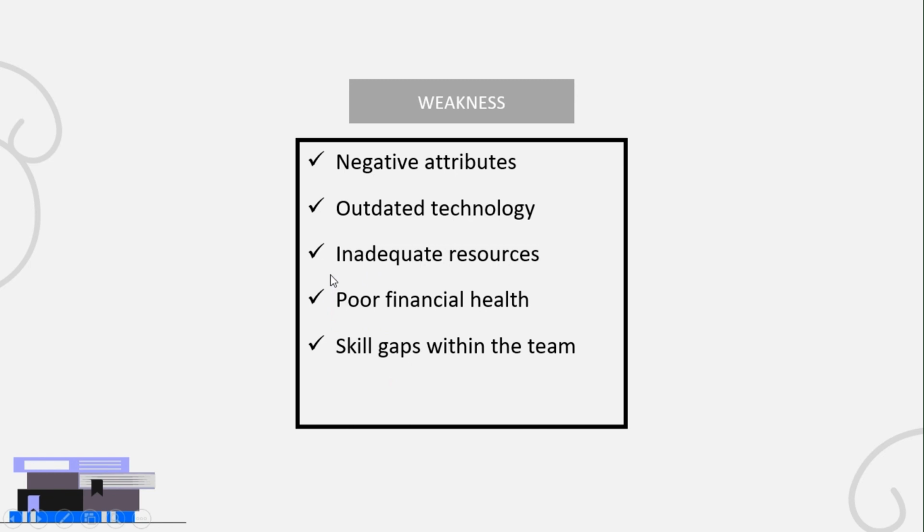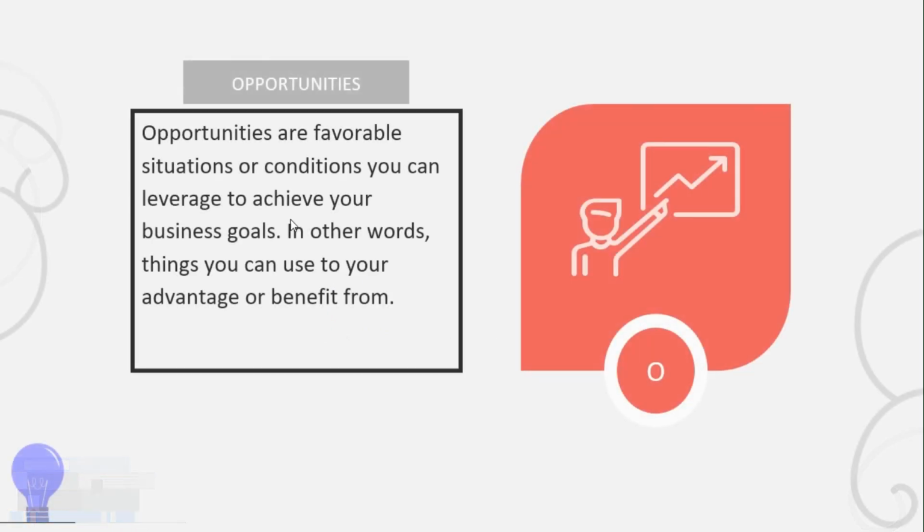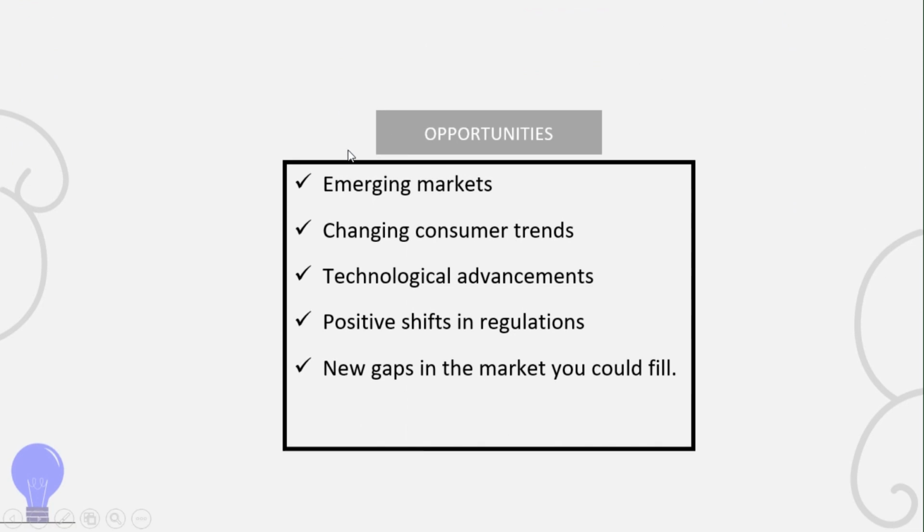Now here I am going to explain opportunities. In a SWOT analysis, opportunities represent positive external factors that your organization can leverage to achieve its goals and gain a competitive advantage. These are trends, conditions, or situations outside your control but which you can capitalize on if you act strategically. Here are some key points that can highlight opportunities: emerging markets, changing consumer trends, technological advancements, positive shifts in regulations, new gaps in the market you could fill.